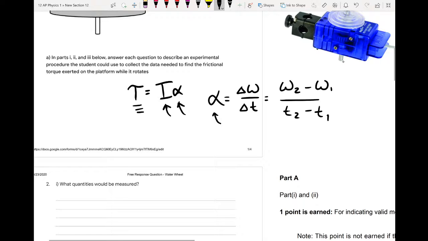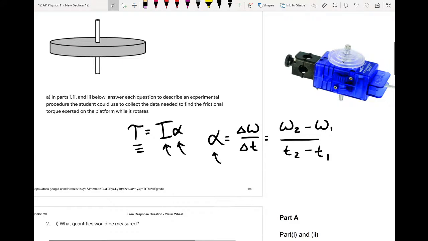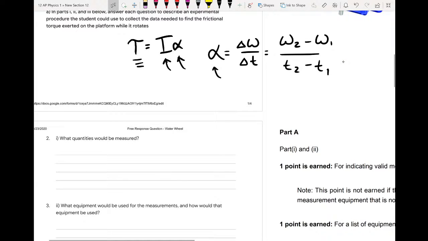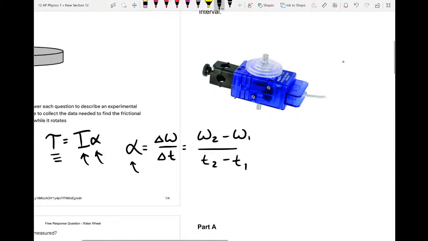With this, I think collecting the data and thinking of ways to actually measure angular velocity is very, very tricky. We want to find this change in angular velocity, and part I is asking us what quantities we want to measure. When I was first setting this up, instantly my mind was like, oh, I can think about using one of these rotary motion sensors that we used in class. The problem with this, though, is when we attach this to our disk, it's no longer freely rotating. So it's no longer just rotating with the only torque acting on it being friction.